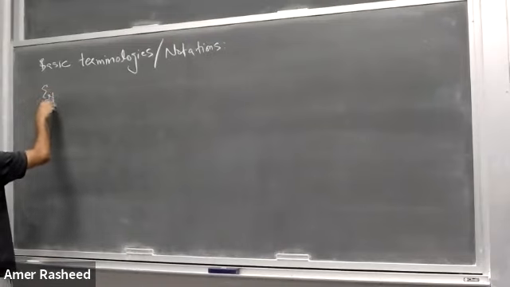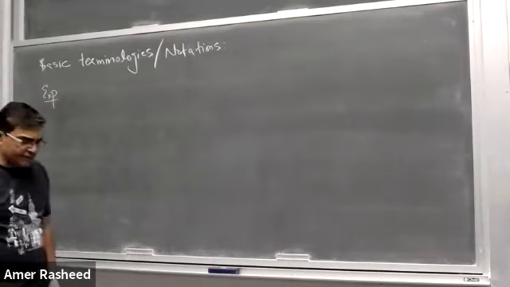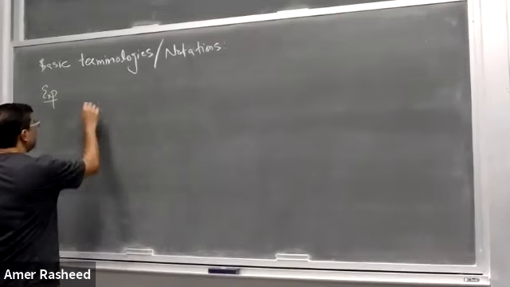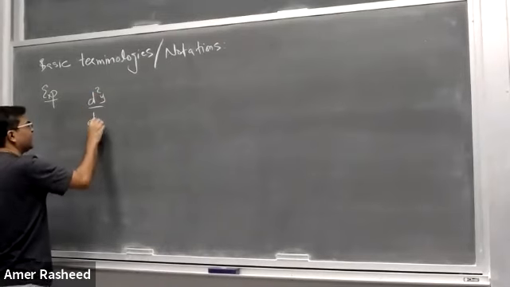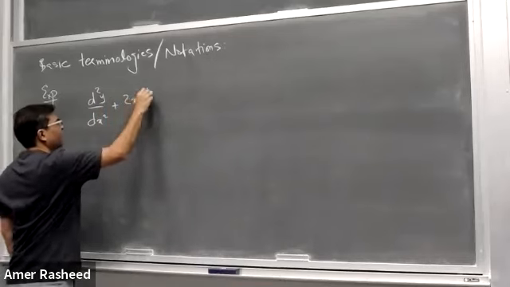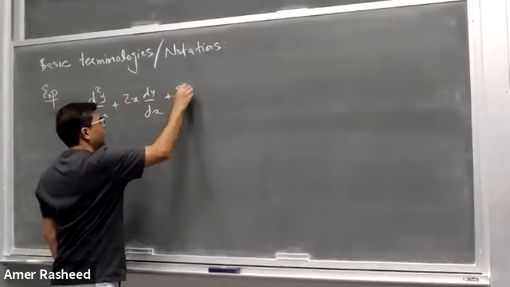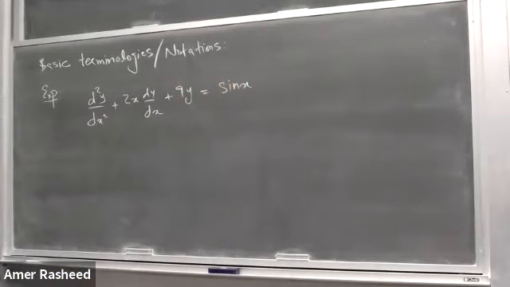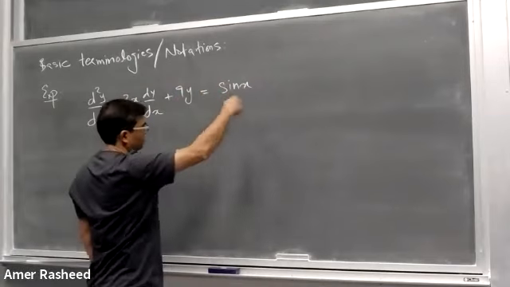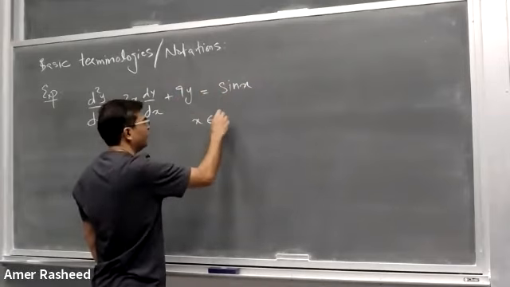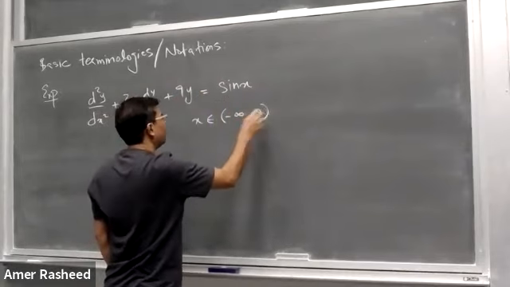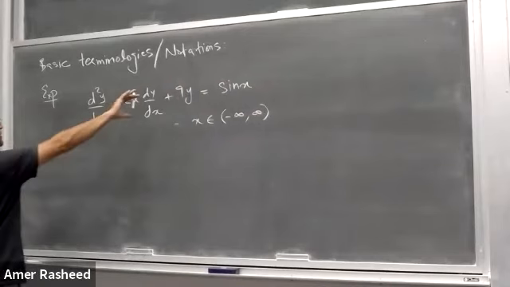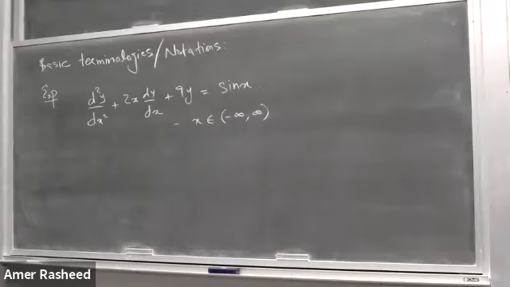I told you that a differential equation is basically an equation which involves derivatives of a function. For example, d square y by dx square plus 2x dy by dx plus 9y is equal to some function, sine of x, where this x should be defined for some open interval, maybe minus infinity to plus infinity, on the complete real number line. Then this differential equation, in general, how can we define it?